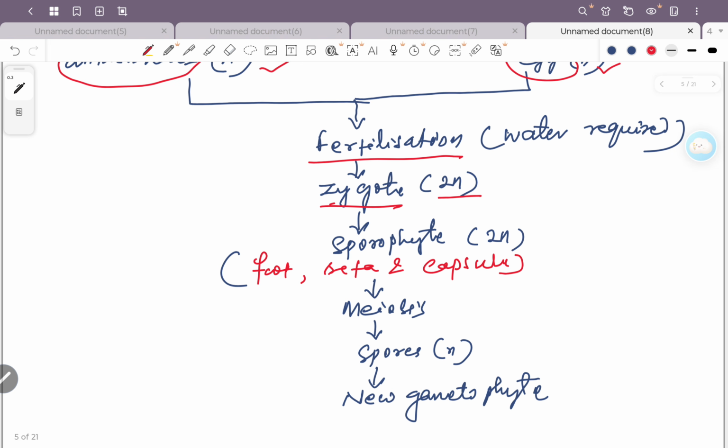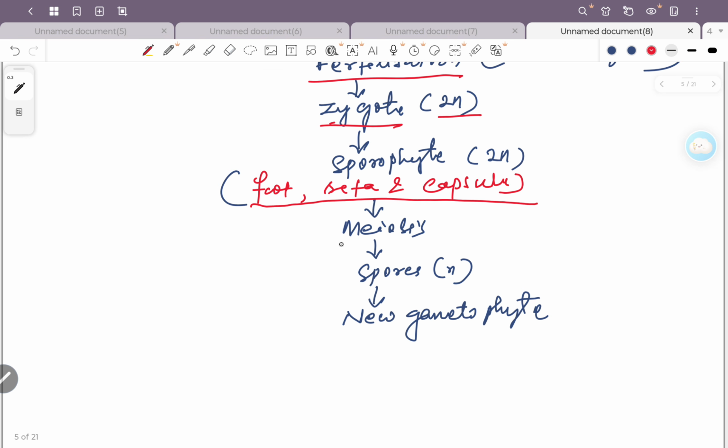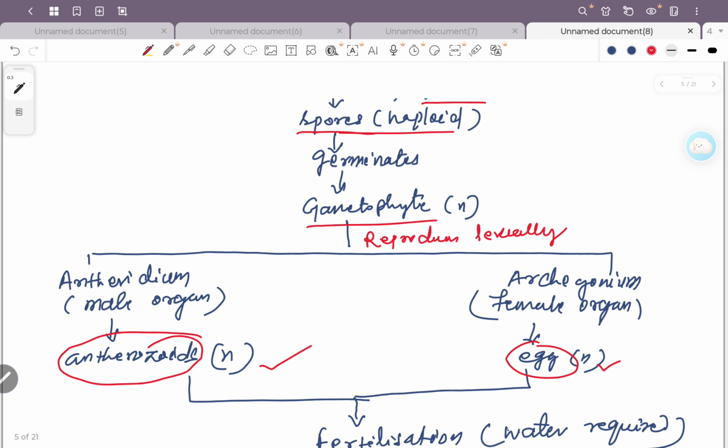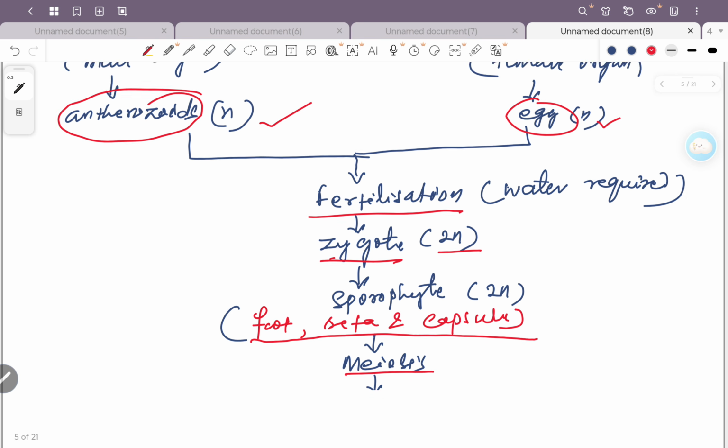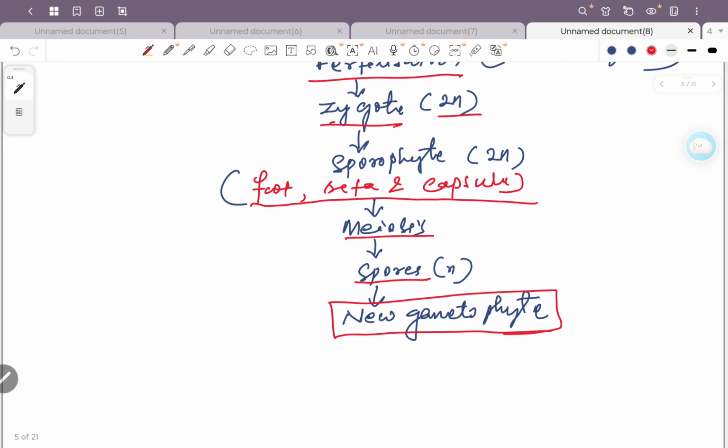But this sporophyte is formed by mitosis only, and it has 3 parts, that is foot, seta, and capsule. Now this sporophyte undergoes meiosis, that is reduction division. The chromosome number is reduced to half, and by meiosis they produce the spores, and each spore develops into a new gametophyte. So this is how a sporophyte develops into a gametophyte, and again a gametophyte develops into a sporophyte. So this is about the alternation of generation and life cycle of bryophytes.